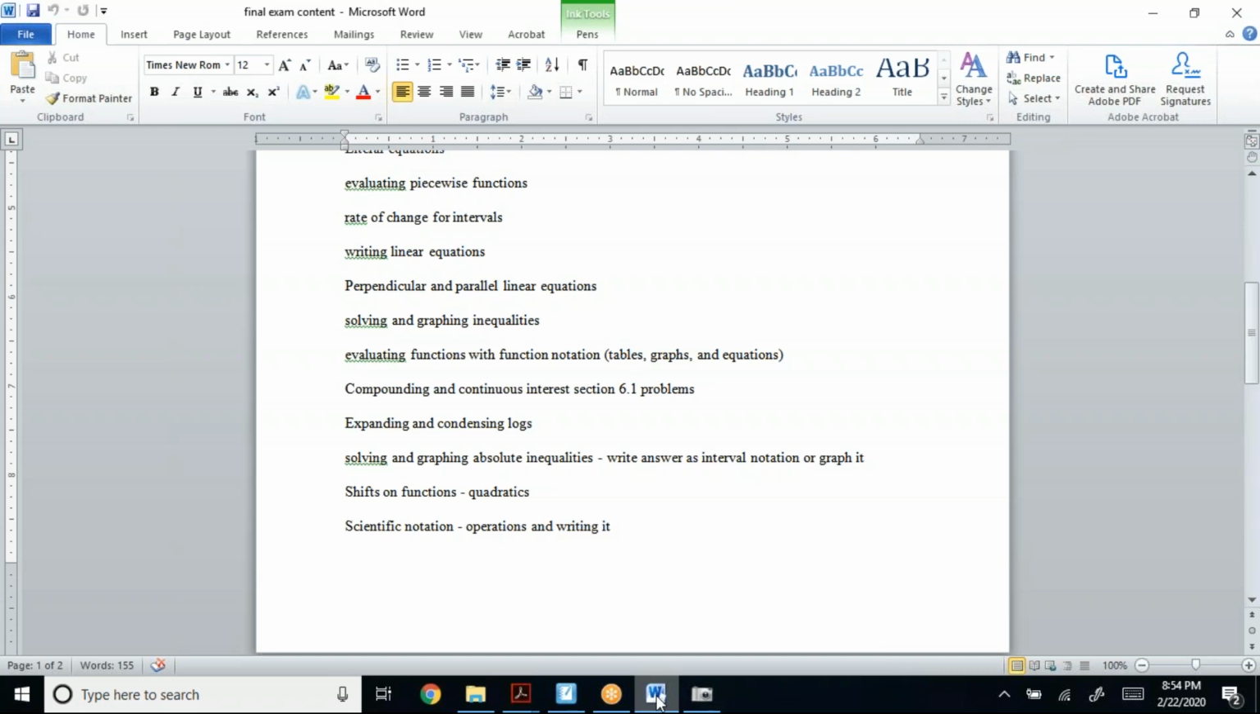Shifts on functions, quadratics. We kind of hit that first. But do you know when it's reflected? Do you know when it's vertically stretched and stuff like that?